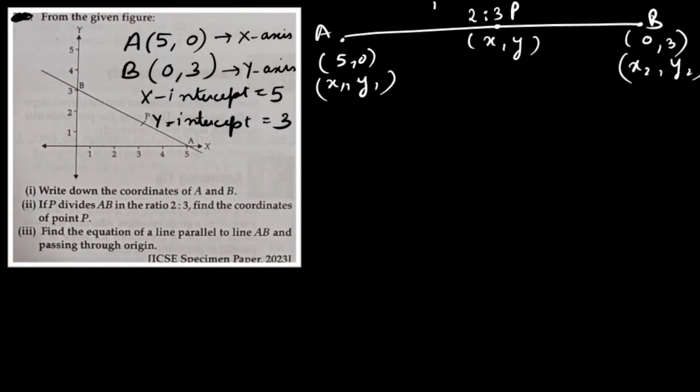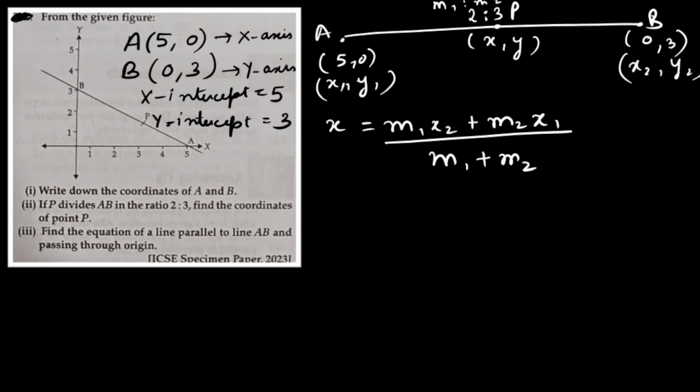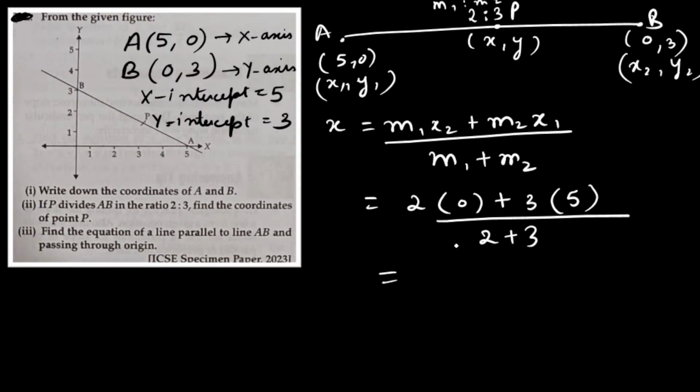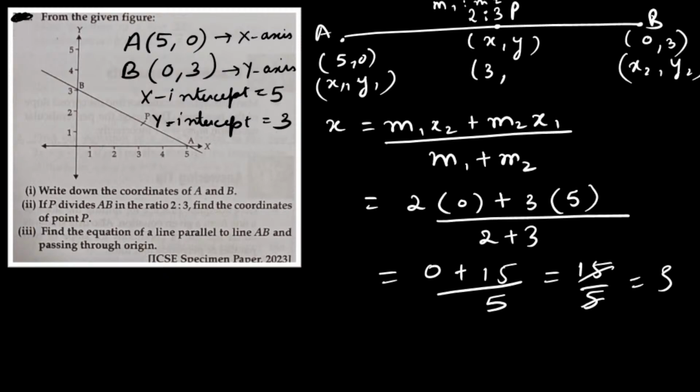Now the section formula, m1 is to m2. The section formula for x, I hope you remember, is m1 x2 plus m2 x1 divided by m1 plus m2. So m1 is 2, x2 is 0, plus m2 is 3 into x1 which is 5, divided by 2 plus 3. So 2 into 0 is 0, 3 into 5 is 15, divided by 2 plus 3 which is 5. So 15 by 5 equals 3. So the value of x equals 3.